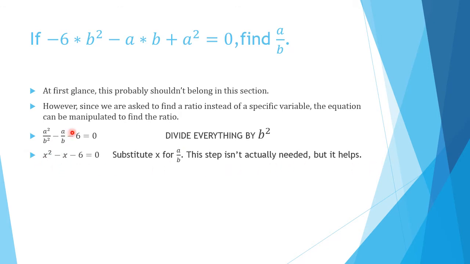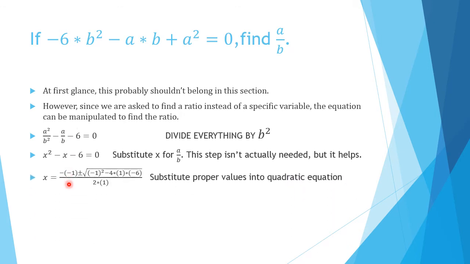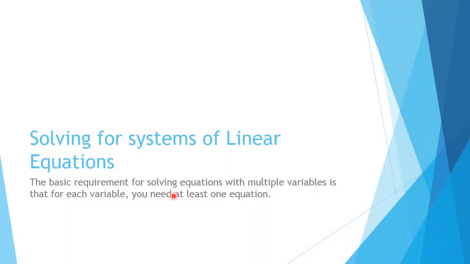Since we only have to deal with a over b, we only have to deal with one thing. So we solve for x, and x is equal to 3 and negative 2. And since x is equal to a over b, then a over b is equal to 3 and negative 2. So here's our answer. Solving for systems of linear equations basically means that there's more than one variable.